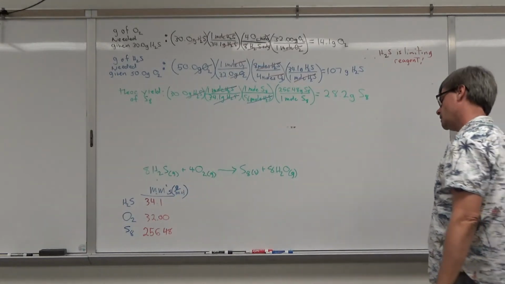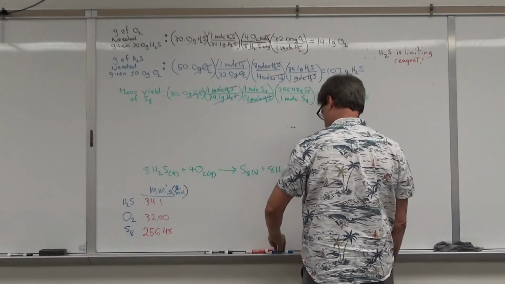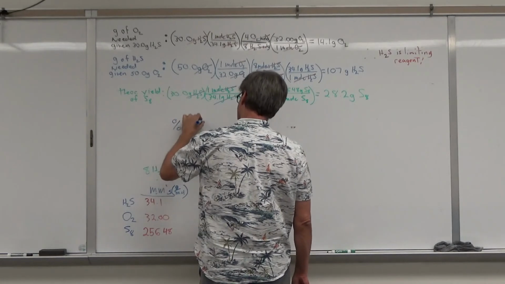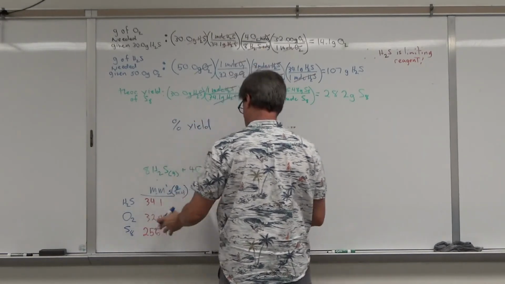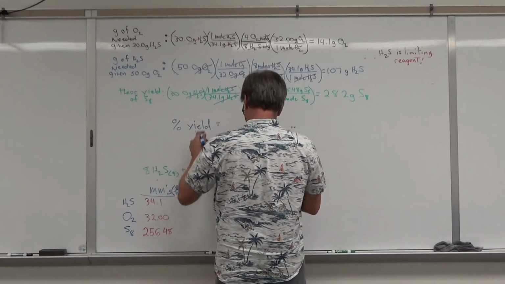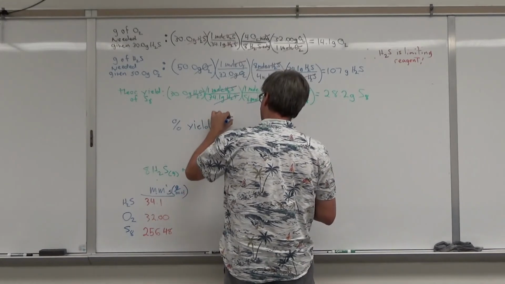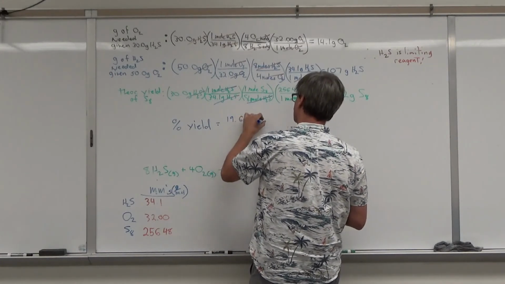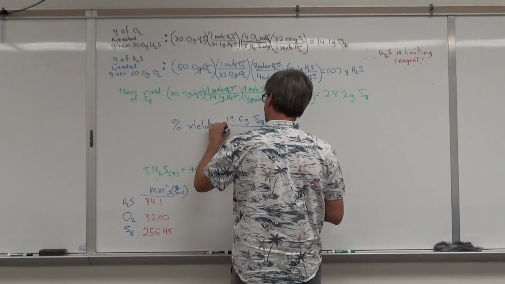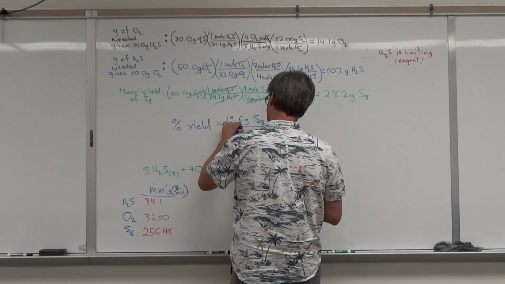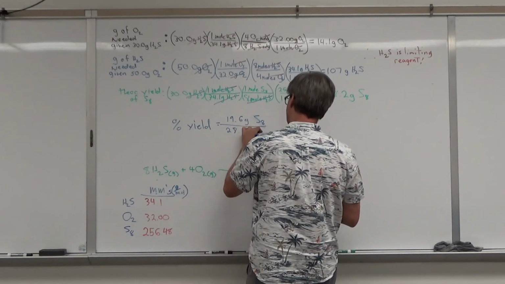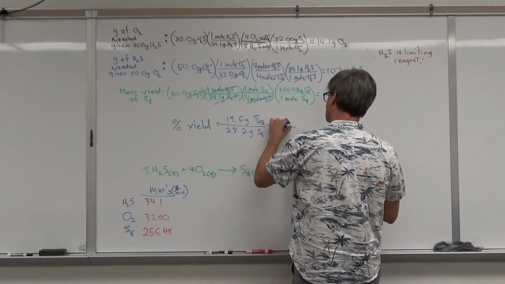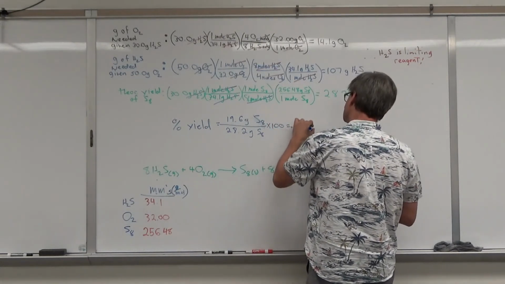Outstanding. And finally, to take it all home, our percent yield is what we actually got. It was listed somewhere in the problem. That's 19.6 grams, not hydrogen sulfide, that was sulfur, divided by the 28.2, times 100, is 70%.